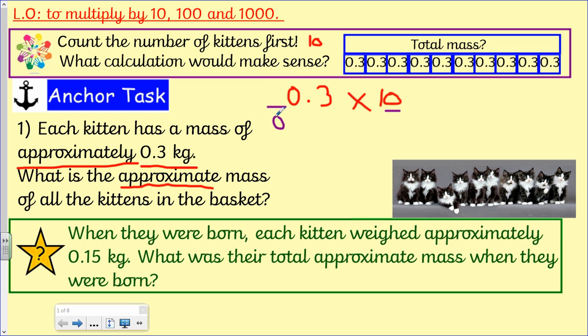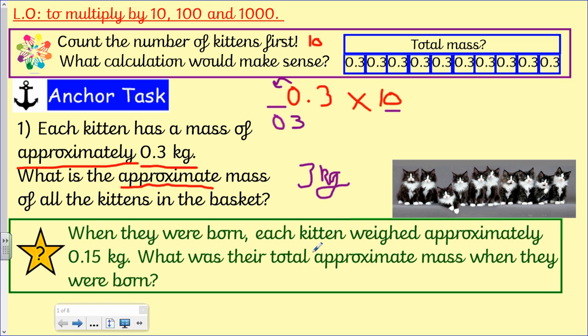So our 0 here jumps one place into the ones column, and the 3 follows it over. You can put the decimal point there if you want, but essentially our answer is 3. Now it's not 3 monkeys, it's not 3 kittens, it is 3 kilograms. Okay, we'll just have a look at the little challenge then.